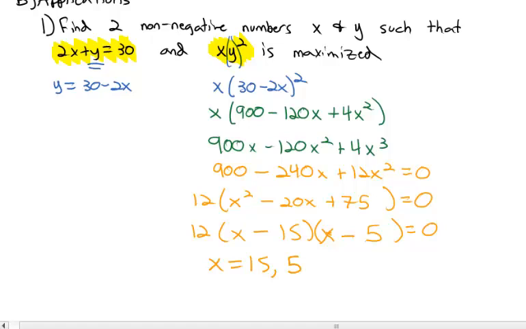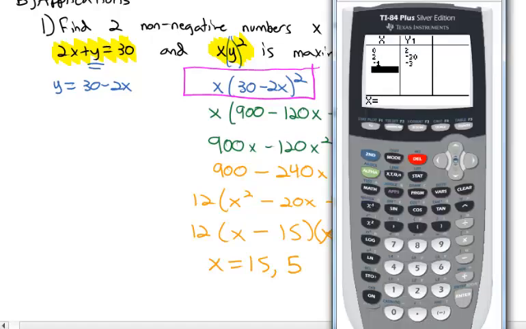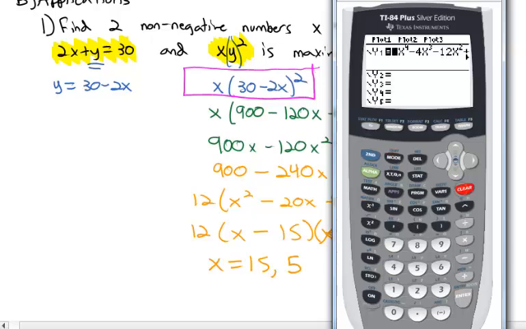So, quick way to do that is to figure out which one does. The function after we substituted in was x times 30 minus 2x, squared. So we'll go second quit. We'll hit y equals, clear out the old function, and we'll type in x times 30 minus 2x, close the parentheses, squared. Enter.